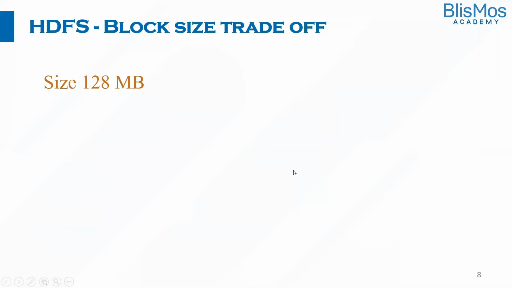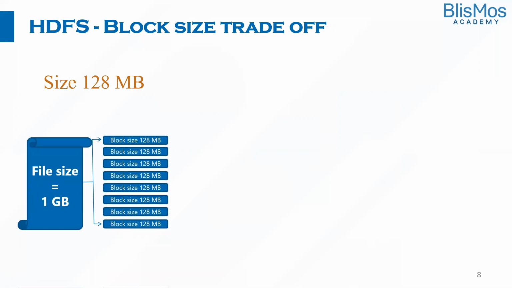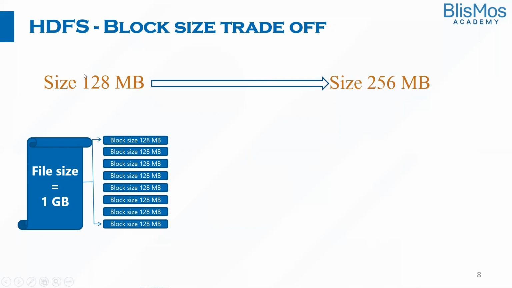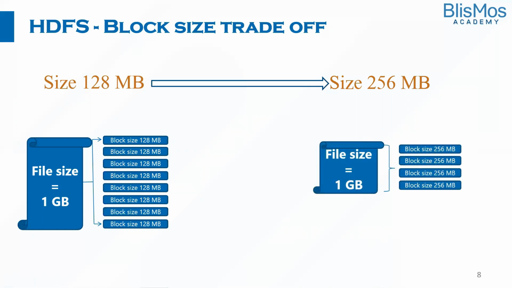In this case, let us take an example. We have a block size of 128 MB and a file size of 1 GB. Let us keep the file size intact, meaning we want to store only the 1 GB file, and if we increase the block size from 128 MB to 256 MB, what happens? You can just pause the video for a moment and see what exactly happens. We'll get 4 blocks here. Instead of getting 8 blocks, we are getting 4 blocks.